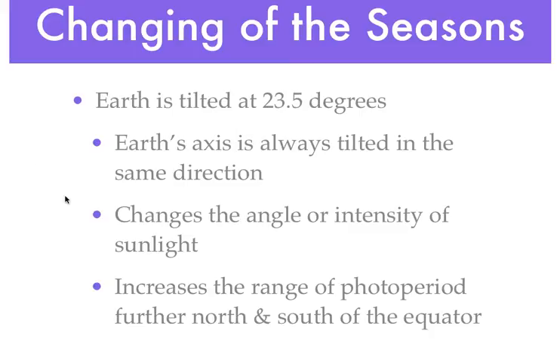So because of Earth's revolution and the tilt, which increases or changes the amount of sunlight we get, that changes our range of photoperiod. As you move further and further away from the equator during Earth's revolution, the range of photoperiod changes. It increases. So the further north you are during the summertime, those photoperiods can be really long, and in the wintertime, they can be really short.